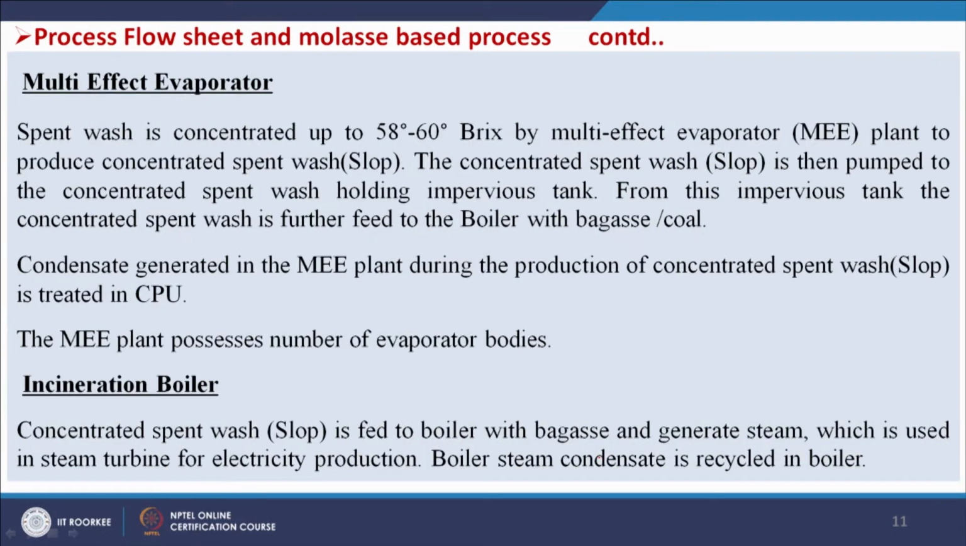So, this is the process, and the multi effect evaporator's main role is to concentrate the spent wash. The 12 to 13 degree Brix spent wash is concentrated to 58 to 60 degree Brix by this multi effect evaporator, and after this it will give us condensate, that will go to the CPU for water treatment, and it will give us the concentrate, the slop, that will be used in the boiler for cogeneration with bagasse. In the incineration boiler, the concentrated spent wash is fed with bagasse to generate steam.